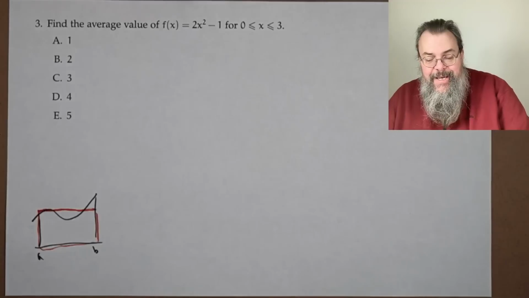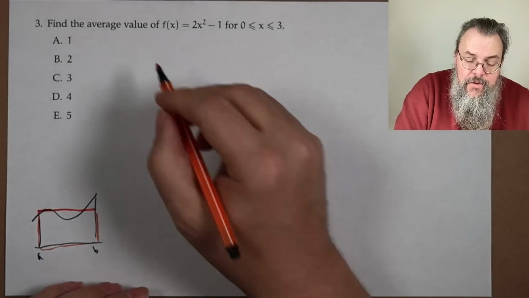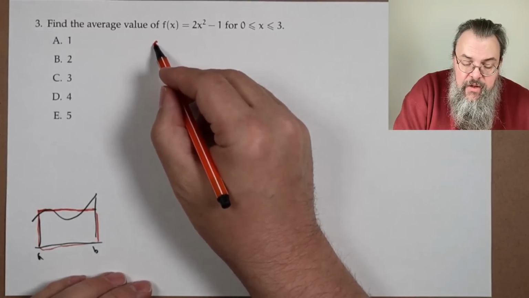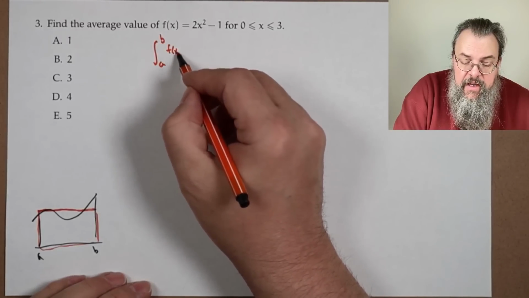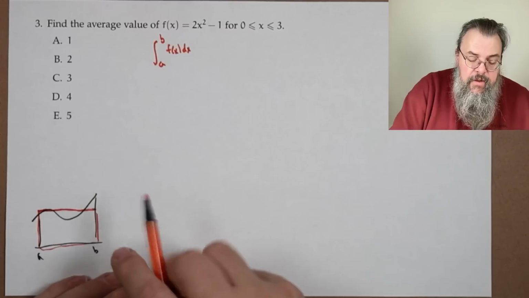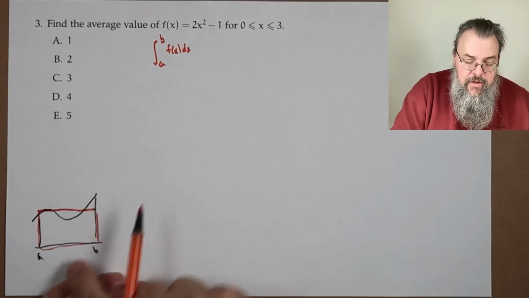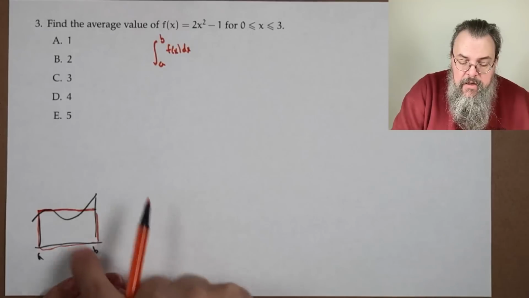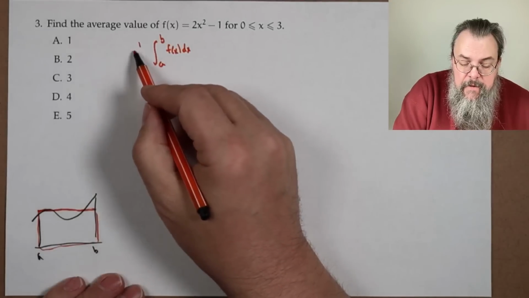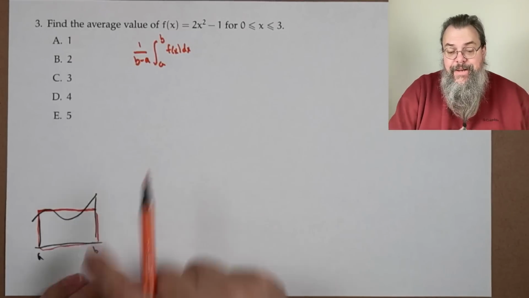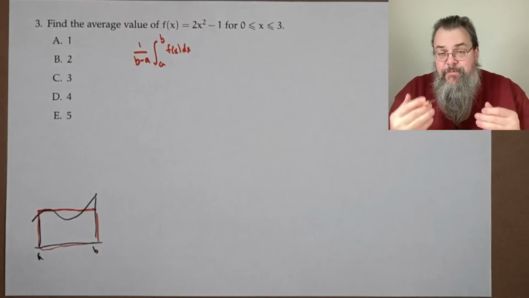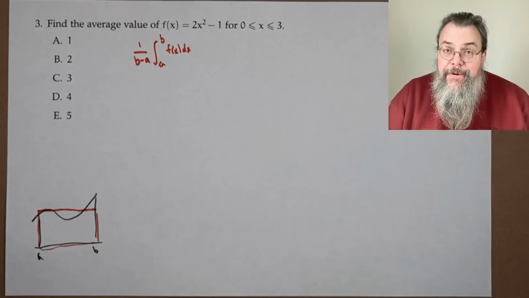So how do you find that? Well, what you do is you say find the total area. So that's the integral from A to B of f of x dx. And then you say, well, that needs to match the area of this rectangle. And you know the bottom is length b minus a. So divide by b minus a, and that gives you the height that you're after. Okay, so that's the formula for average value.